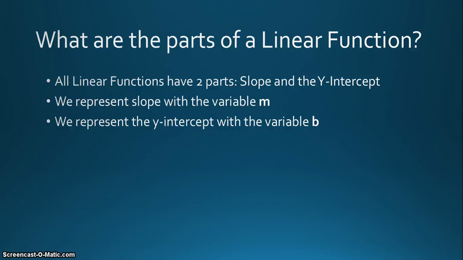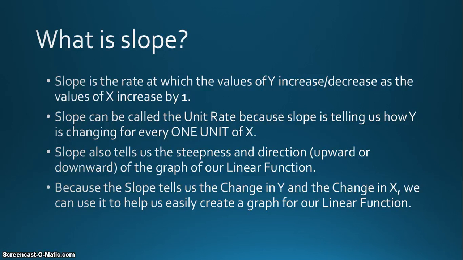All linear functions have two parts, the slope and the y-intercept. We represent the slope with the variable m and the y-intercept with the variable b. So what is slope? Slope is the rate at which the values of y increase or decrease as the values of x increase by 1. And we can call slope the unit rate because slope just tells us how y is changing for every 1 unit of x. Slope also tells us the steepness, how steep a line is, and direction, upward and downward, of the graph of our linear function.